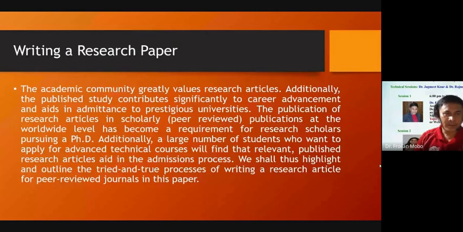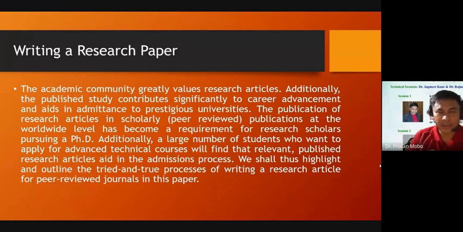Part of that, of course, is to know how to write a proper research paper. The academic community greatly values research articles. In addition, it's very important that you significantly know the process of acceptance, plus the impact of having it peer reviewed first, in knowing the level of your paper which is being published in different journals.